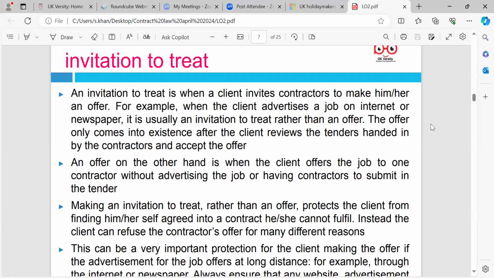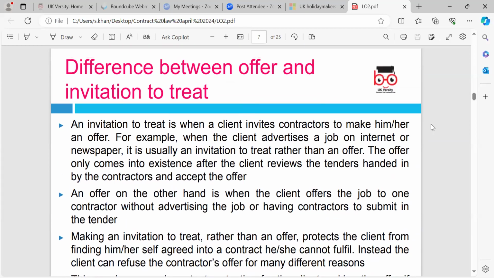Another really important case in regards to invitation to treat is the case of Fisher and Bell, 1961, where the defendant had a flick knife displayed in his shop window with the price tag on it. Statute made it a criminal offence to offer such flick knives for sale. His conviction was quashed as goods on display in shops are not offers in the technical sense, but an invitation to treat, and the court applied the literal rule of statutory interpretation.